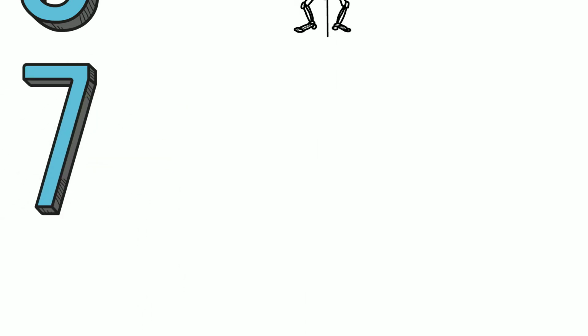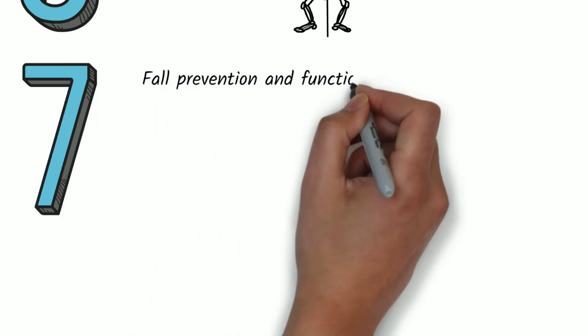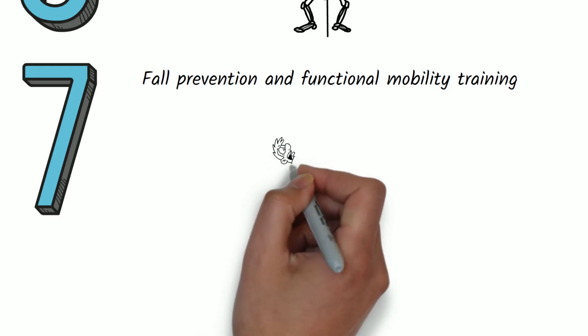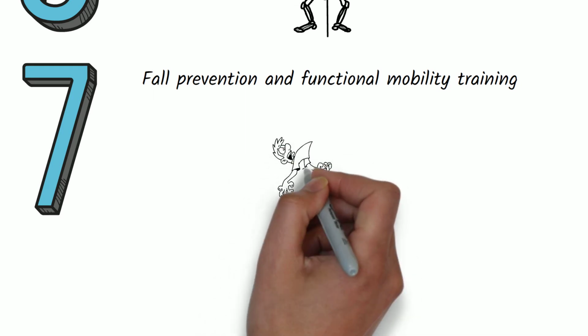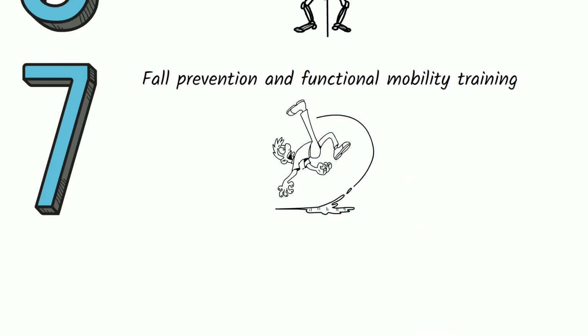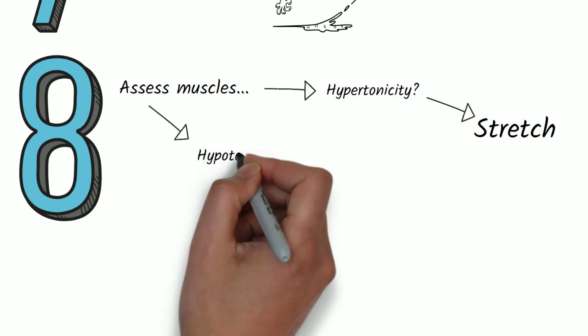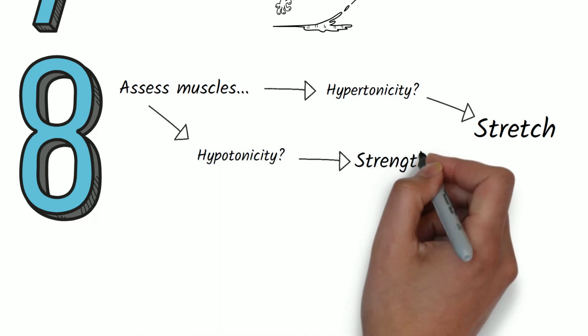Number 7 kind of piggybacks off number 6, fall prevention and functional mobility training. We still can't completely eliminate the possibility of falls. So what we need to do is work on their corrective strategies, work on as much prevention as we can to assist their functionality. Number 8, whatever is happening to the muscle, you're going to do the exact opposite. By that, I mean facilitate flaccidity and inhibit spasticity.